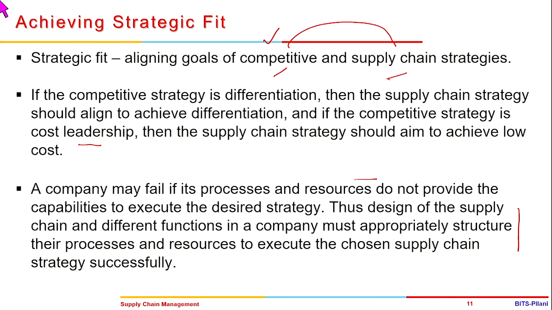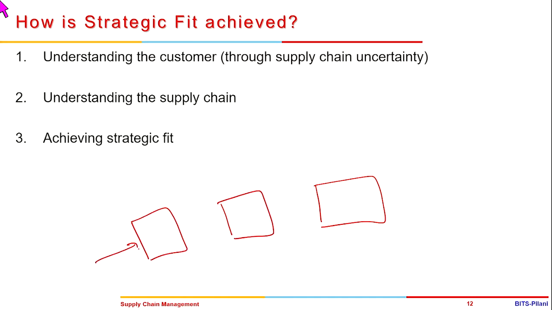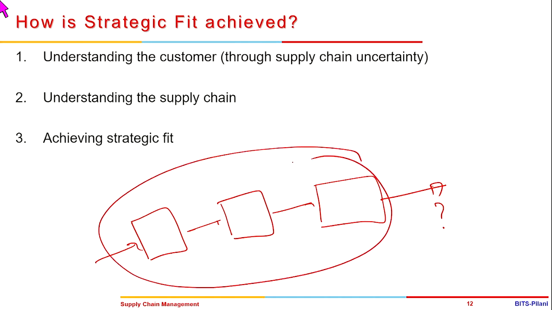How do we achieve strategic fit? Strategic fit is achieved in 3 steps. First is to understand the customer. So there is a customer in the supply chain, the final customer. That is to understand the customer. Second is to understand the capability of the supply chain. And third is to see what the customer wants, whether it is capable of doing that.